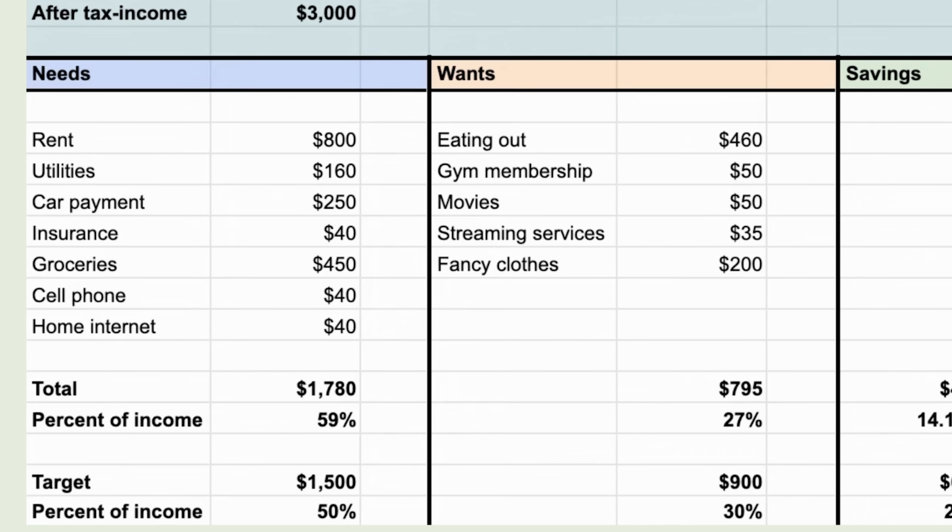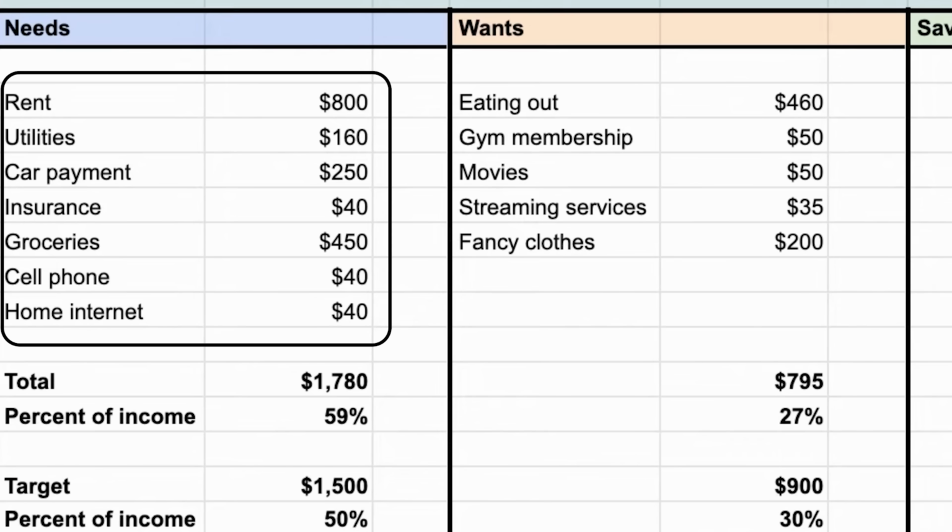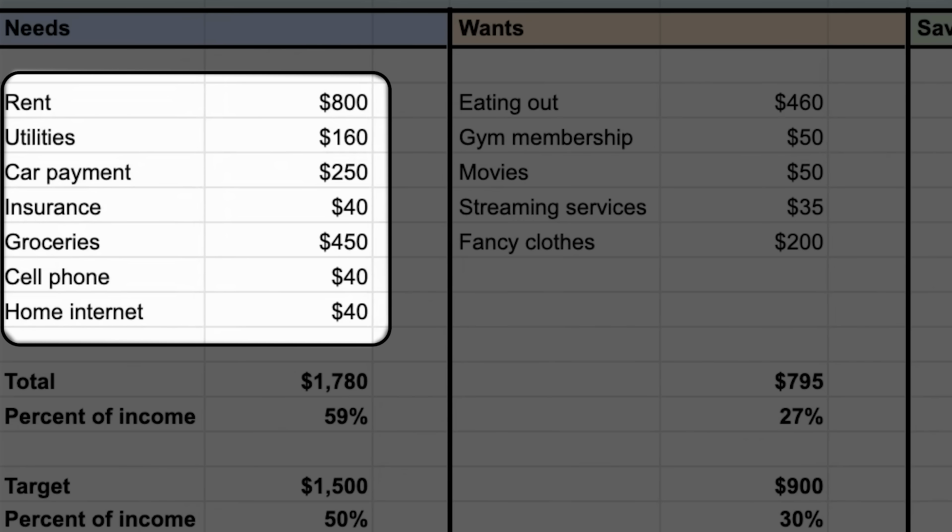Looking into this needs category, all of these things are definitely necessary, but there are some things you can potentially do in order to decrease the cost. Rent is something you can consider downsizing into a smaller apartment, but that's probably a little harder to change. You might have to wait until your lease is over.